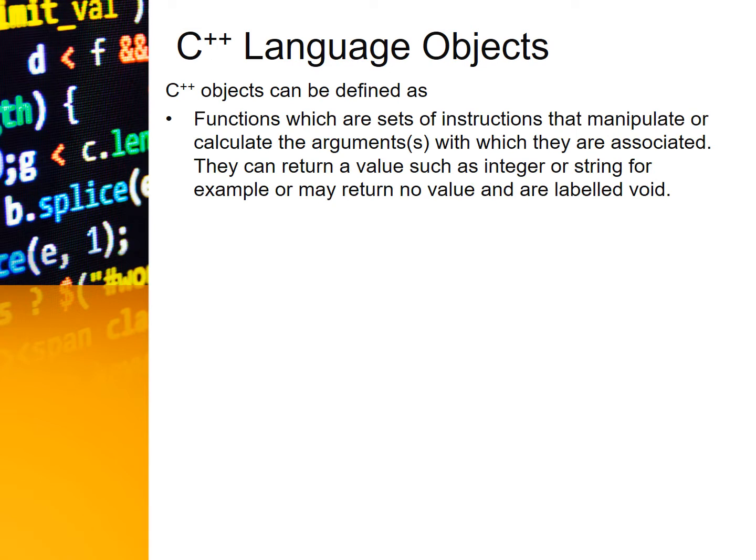Objects can be defined as functions, where they're a set of instructions that either calculate or manipulate the arguments, which are their variables, and they can return a value such as an integer or a string, or they might not return any value at all, and then the function is labeled void. In other words, nothing comes back from it. An example is void setup, which is the first procedure or function that you'll use with Arduino.